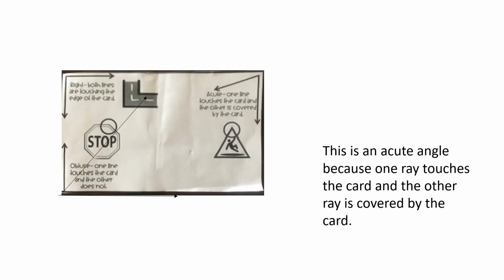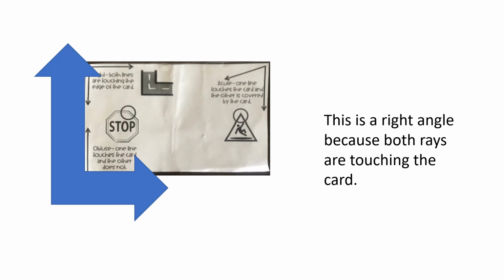Okay, on this angle, I lined up the vertex with the corner of the card and I lined up the bottom ray with the bottom of the card. The other ray is being covered by the card. So when one ray touches the card and the other ray is covered by the card, this is an acute angle. It is less than 90 degrees.